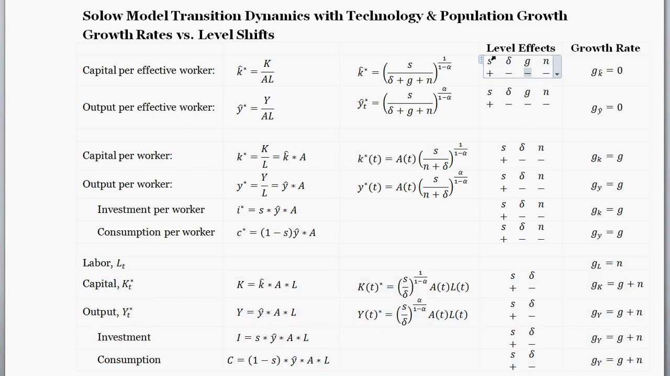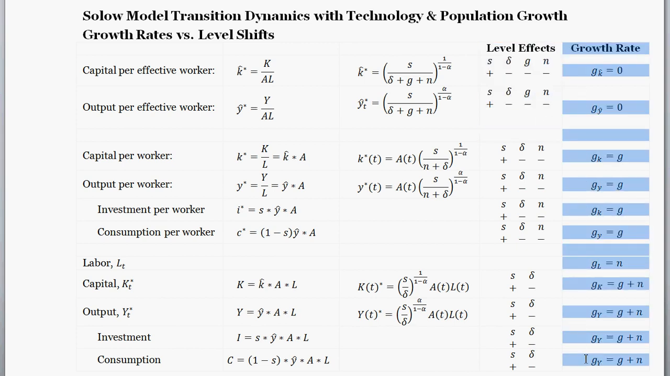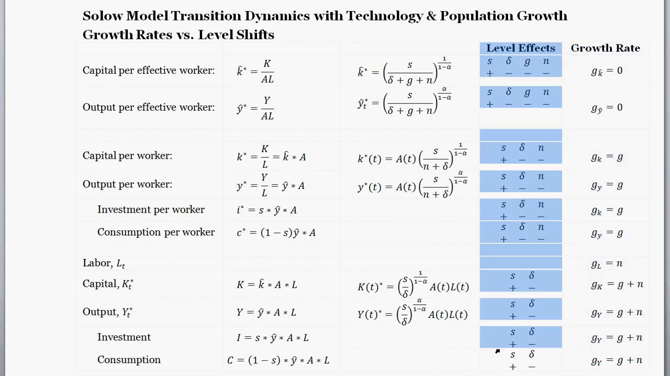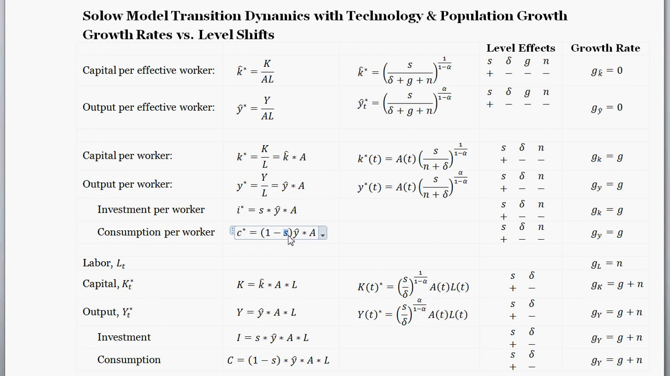In those previous videos, we summarized these two columns over here. We defined the things that affect the growth rates of each of these variables, and the things that affect the level effects of each of these variables. So let's go with a simple, easy example. Let's think about a change in the savings rate. Suppose we instantaneously increase the savings rate. What effect does that have on all of these key variables?